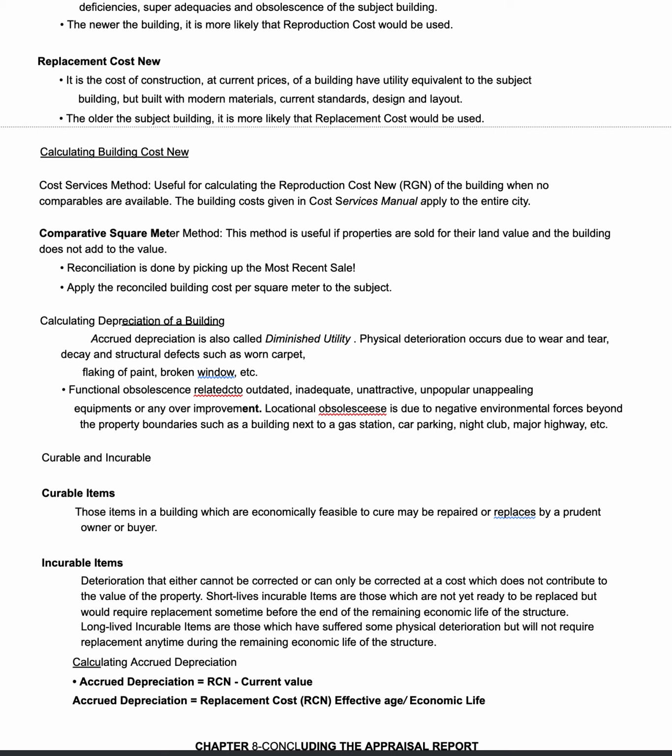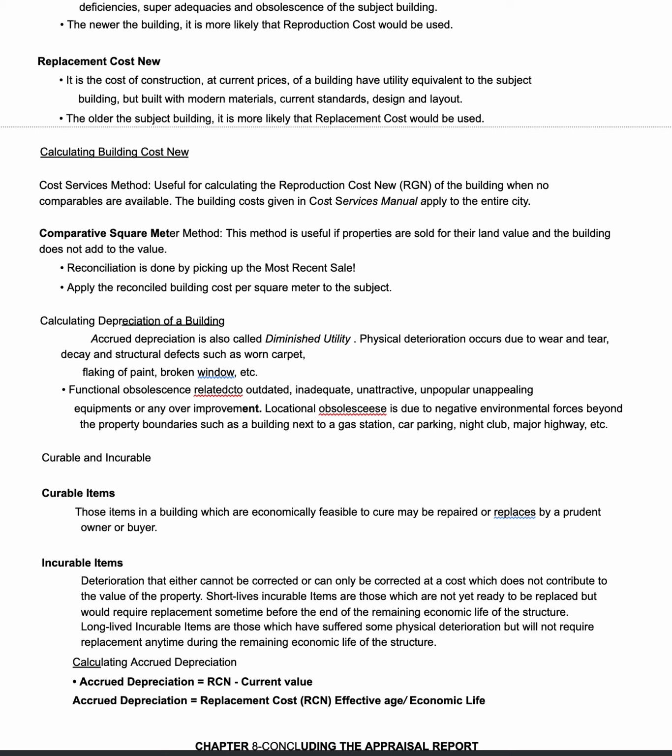Physical deterioration is a reduction in utility and consequently a loss in value resulting from the impairment of physical condition. Physical deterioration can occur as a result of wear and tear, decay, and structural defects. Examples would be worn carpet, flaking of the paint, broken windows, curling shingles on the roof, kitchen cupboard doors off the hinges, etc.